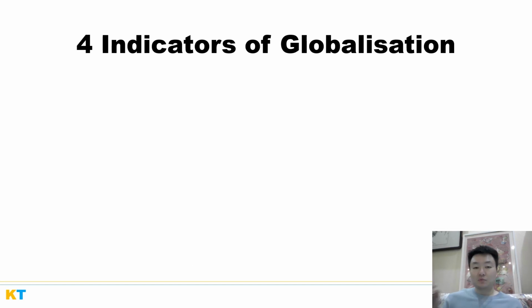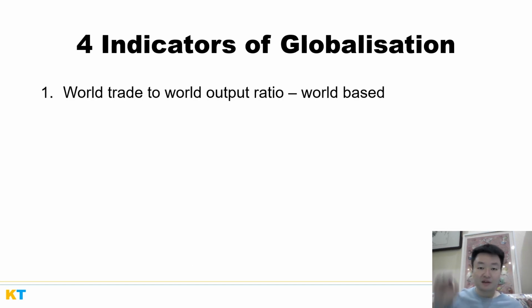Now, there are four indicators which we use to measure globalization. Number one, world trade to world output ratio. And so this is an indicator based on the world, right? The amount of trade, right? The value divided by the value of output that's being produced. That kind of tells us what percentage of value of goods is being traded in the whole world.